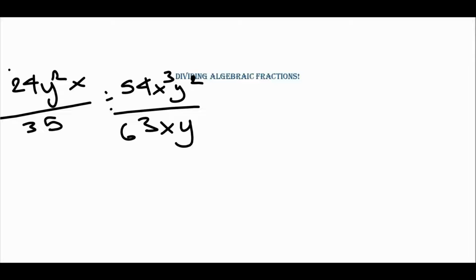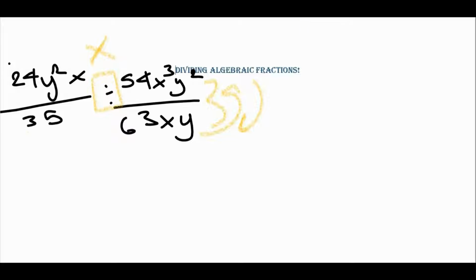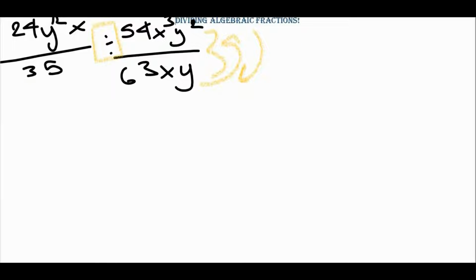Okay, so to solve this question, what we need to do is make this division sign a multiplication sign, because multiplication will always be easier in these kinds of fractions. And to do that, we need to flip this fraction. What I mean by flipping this fraction is making sure that we take the denominator to the numerator and the numerator to the denominator. So let's get started.